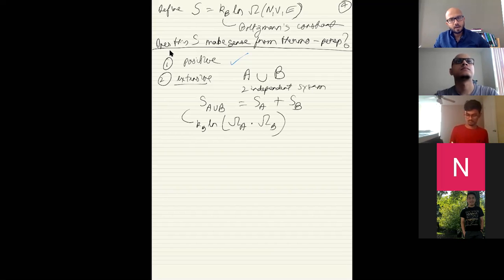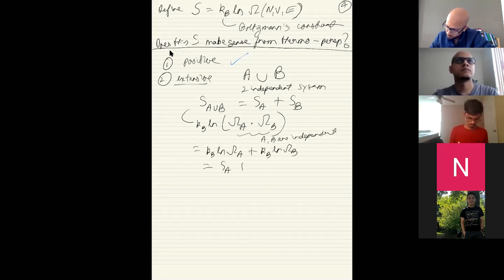Why did we multiply inside the log? Because A, B are independent, right? If they were not independent, the number of microstates for the joint system won't be a product of their individual number of microstates, right? It's independent systems, that's why it's like this. This is a wonderful property of the logarithm, KB ln omega A plus KB ln omega B, that is SA plus SB. So it is extensive.